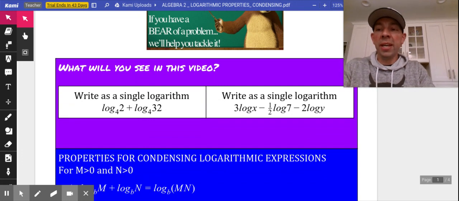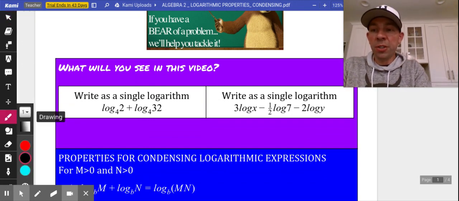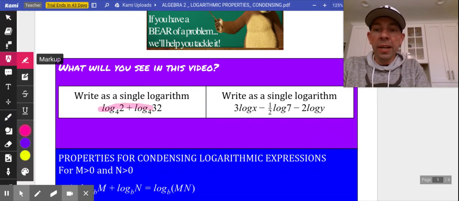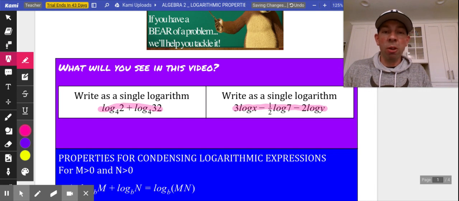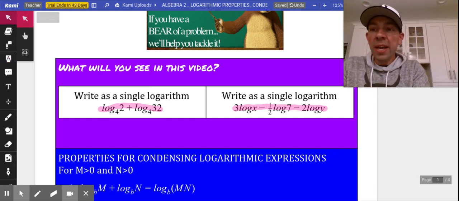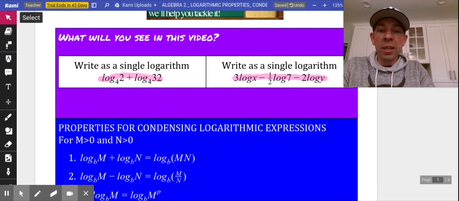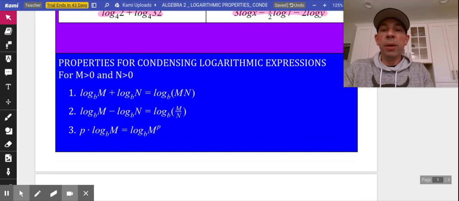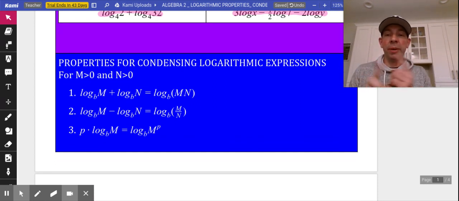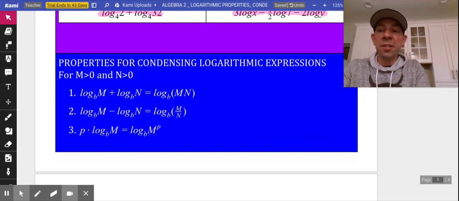So we want to take these two expressions right here and condense it into a single log, or take these three logs and condense it down into one single log. But that's always our goal, is to get it down to one single log. So today, without going into those properties in depth, we're just going to recap the three of them. And we rewrote them just a little differently. We switched around the two sides.